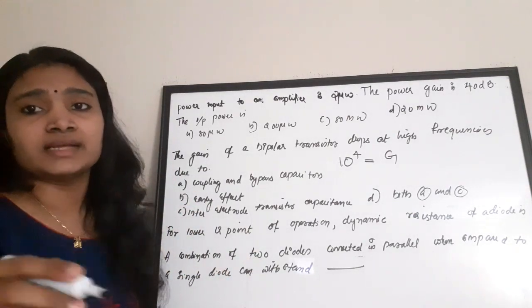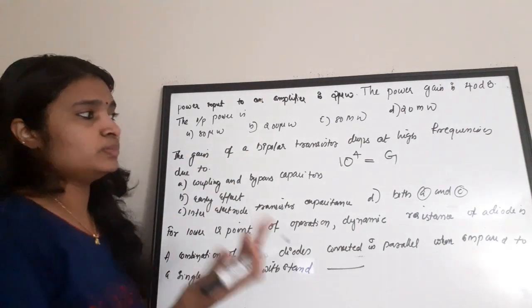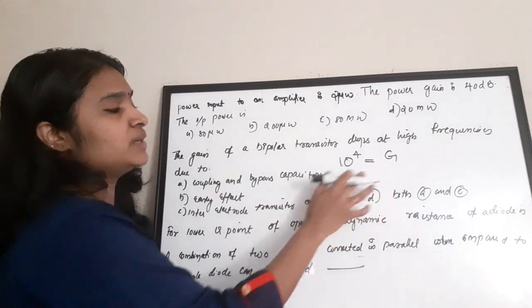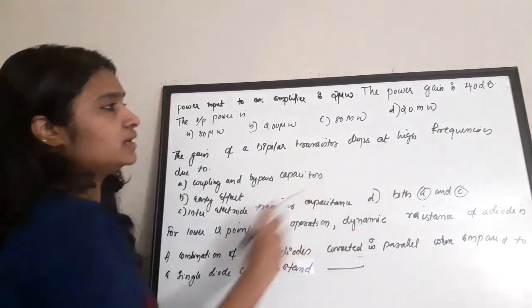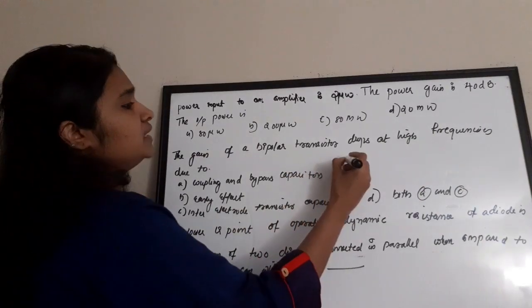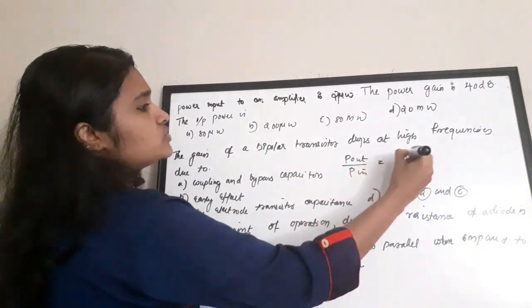That is, 10 log 10 is actually gain in dB. So we have done this in a lot of examples, so you'll be knowing this. So gain in ratio is obtained as 10 raised to 4. Now this 10 raised to 4 is nothing but P out by P in. So what is P in? P out by P in is equal to 10 raised to 4.